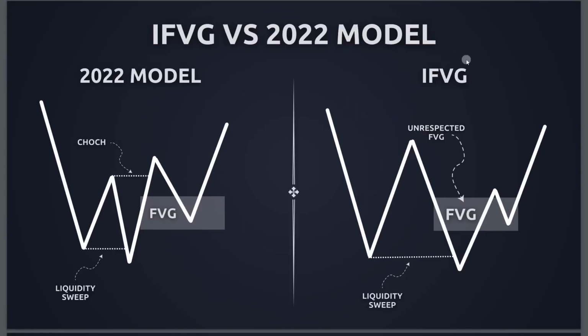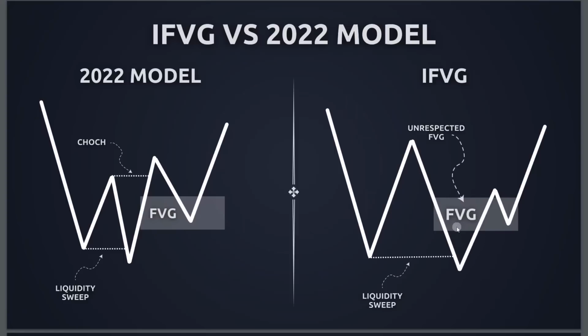Comparing this with the inverse fair value gap, what do you look for here? We start with the same thing, a liquidity sweep, and then we do not look for a market structure shift or a change of character. And that's why a lot of people miss trades just because of this. We're going to cover this later. So we do not look for change of character or market structure shift. We just look for a single fair value gap in this manipulation leg or liquidity sweep leg.